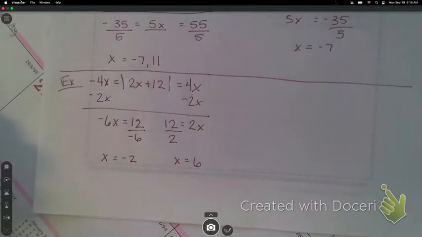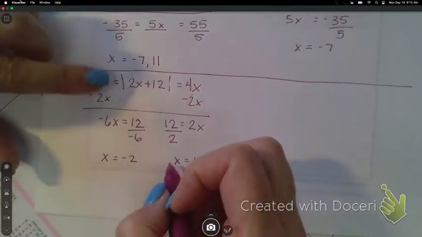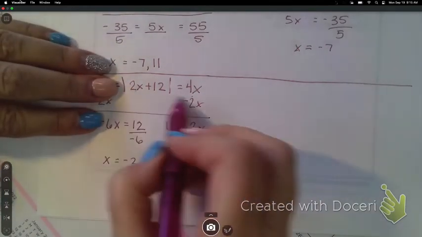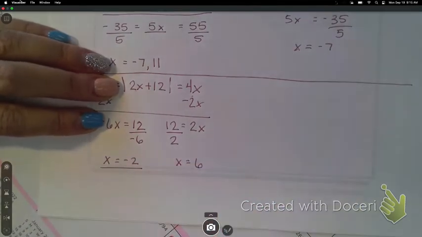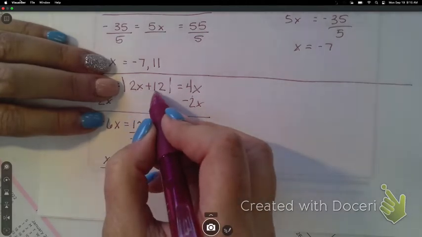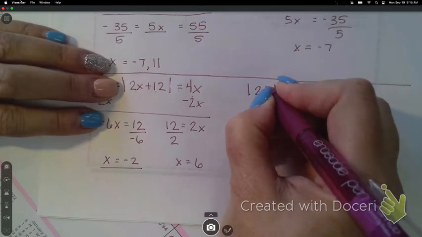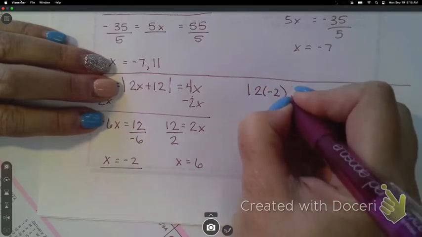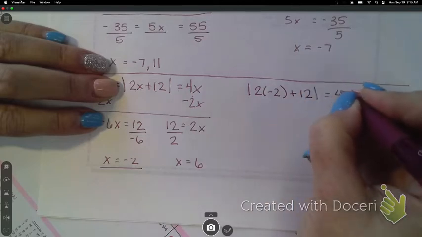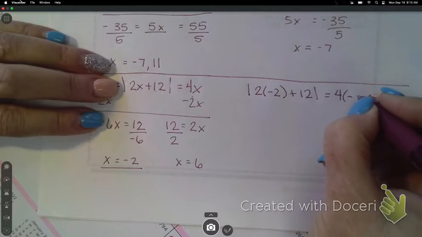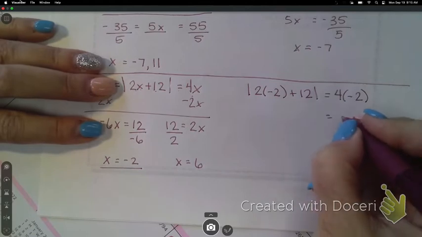That's the question. Yes. Okay, so what we have to do is plug these 2 in and see if this works. So I'm going to start with negative 2. You guys good with negative 2? Yes. So we have 2x plus 12 equals 4x. So the absolute value of 2 times negative 2 plus 12 has to equal 4 times negative 2. All right. Okay?